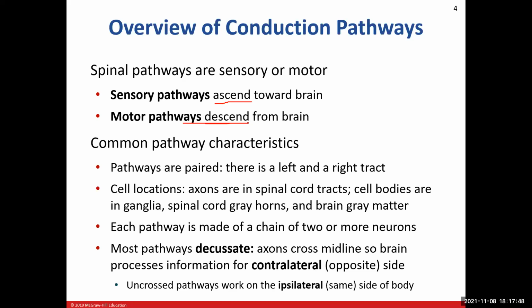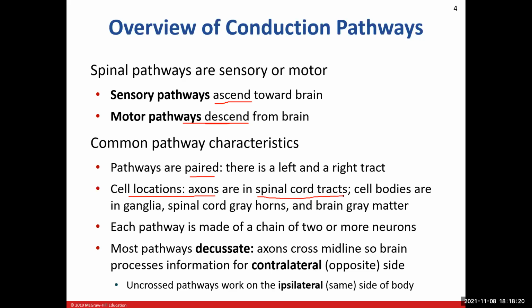A couple common characteristics these conduction pathways have: all pathways are paired. That means we're going to have a left track and a right track. Now, the cell locations for these pathways are located in a couple different areas. The axons, we all know what an axon is, are going to be found in the spinal cord tracts. I'll show you this as we move through the chapter.